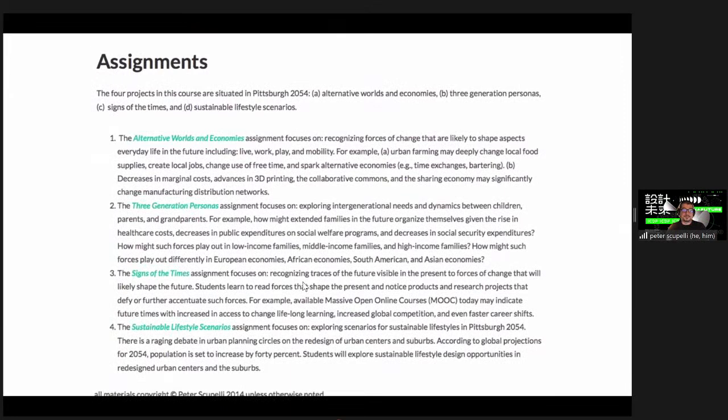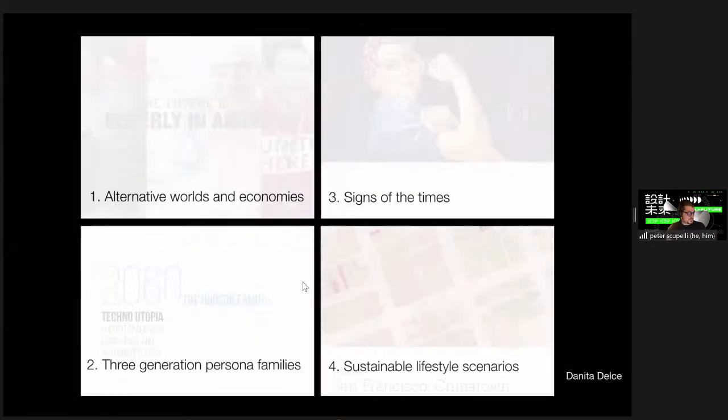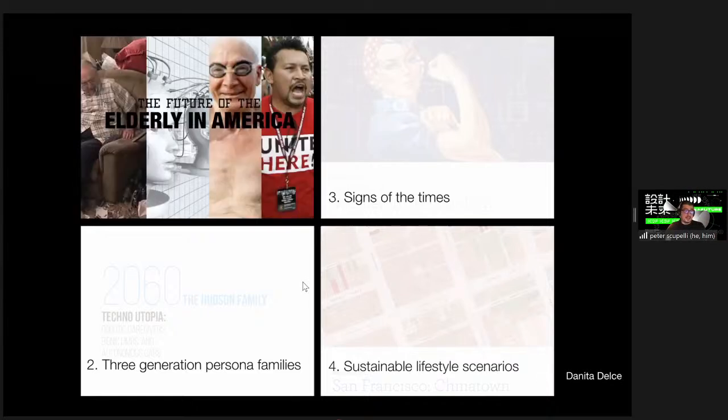So there were four assignments that the students worked on, and I'll show you some of the student work that they did. In the first assignment, they focused on alternative worlds and economies, and students used two forces of change to create four alternative worlds. Here I'm going to show you the work of Danita Delce, who is one of my students. In the alternative worlds, she explored four worlds for the elderly: a collapse scenario, a robot caregiver scenario, elderly immigration, and immigrant caregivers.